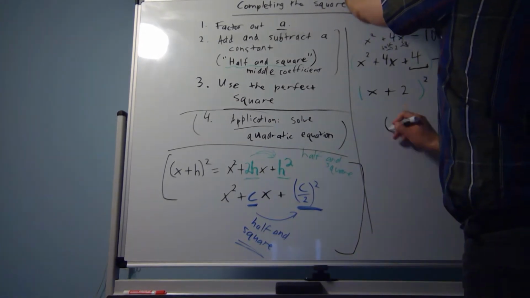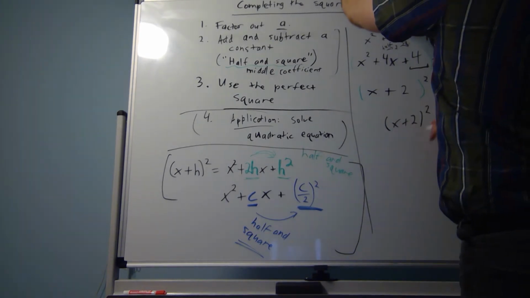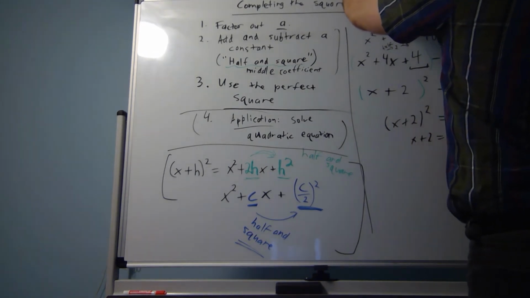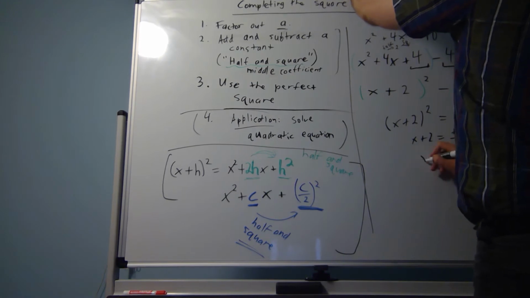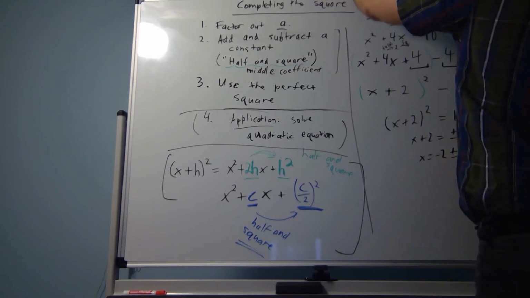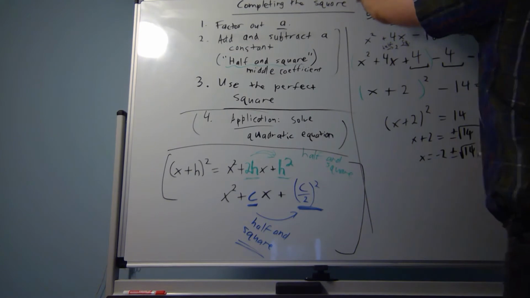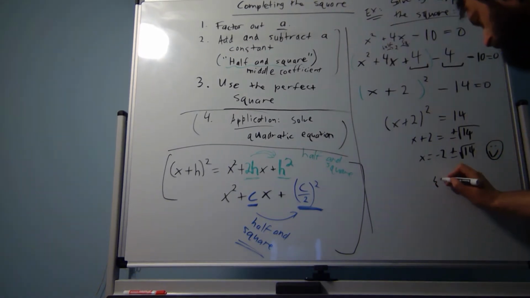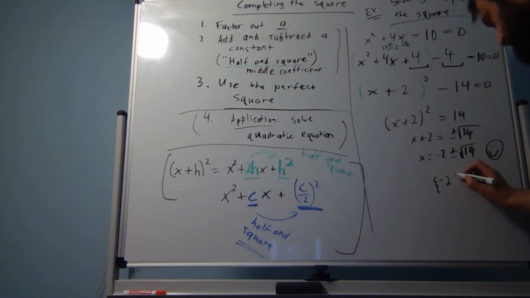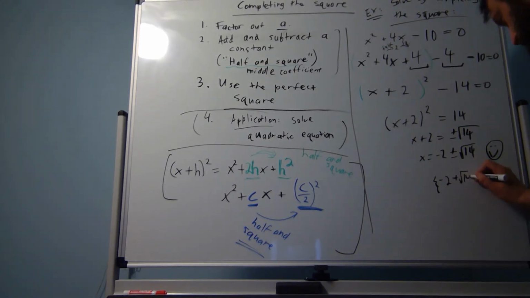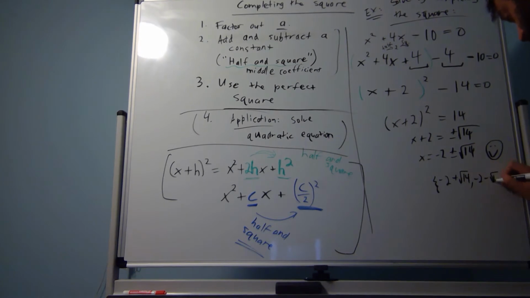So from here, it's looking pretty good. And then as a solution set, it's -2 plus the square root of 14, comma, -2 minus the square root of 14 is the other one. And that's how you do it.